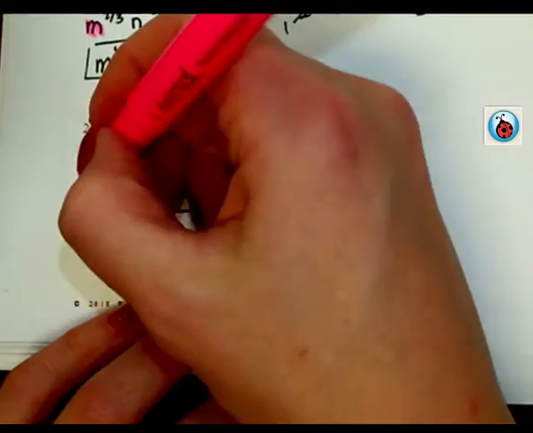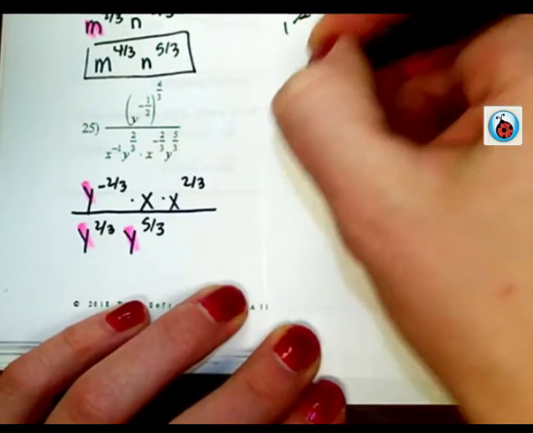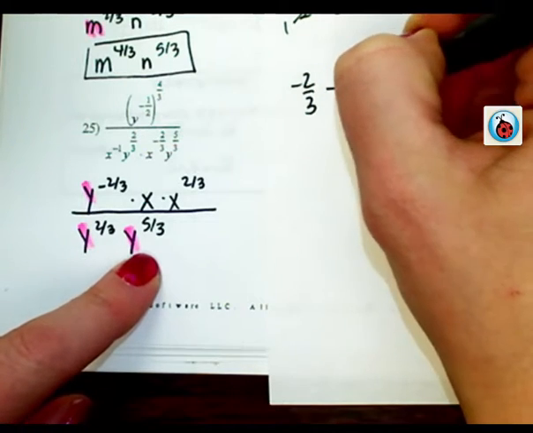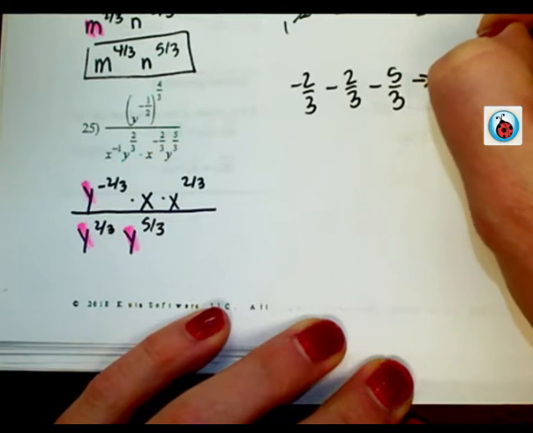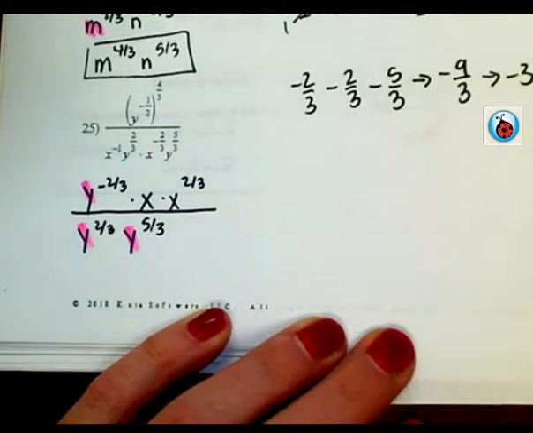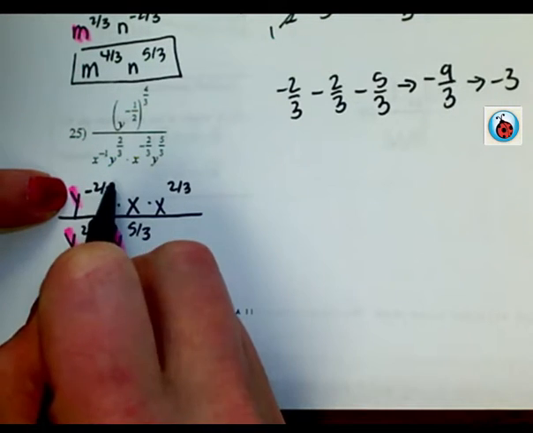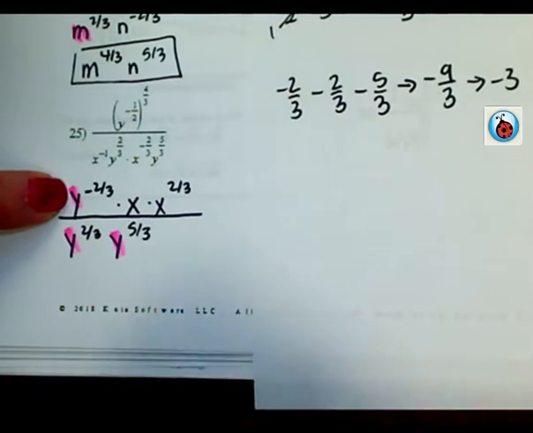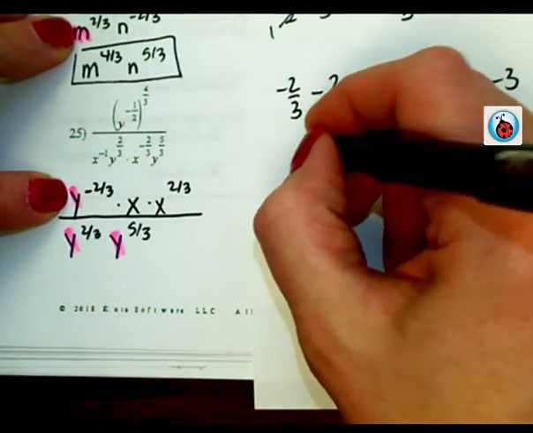Okay, so let's go ahead and combine. I have y, y, y. Okay, negative 2/3. I could subtract and then subtract, so that is negative 9/3, which is negative 3. Okay, now that would be in the numerator, right? Negative 2/3 minus 2/3 minus 5/3. So I was going to the numerator, which is going to leave me with y to the negative 3.